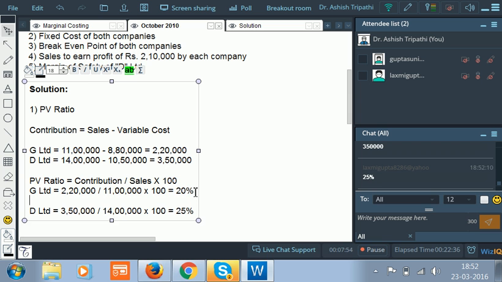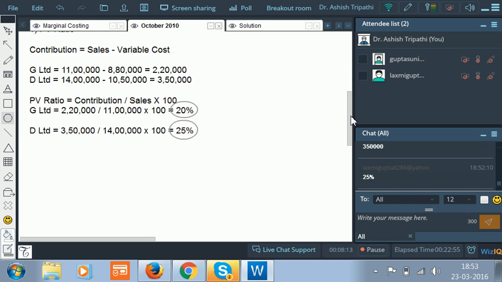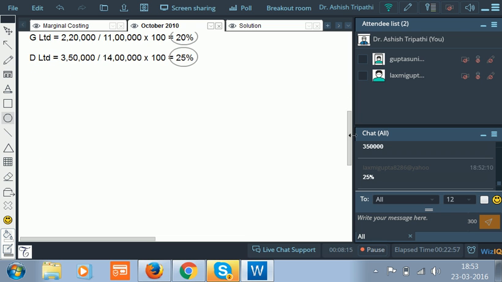Okay, now we'll have to do one thing. Always put the answer in a circle. You will have to highlight your answer. So G Limited's PV ratio is 20% and D Limited's is 25%. Now let us go to answer the next part. Second, let's see what the second question is.